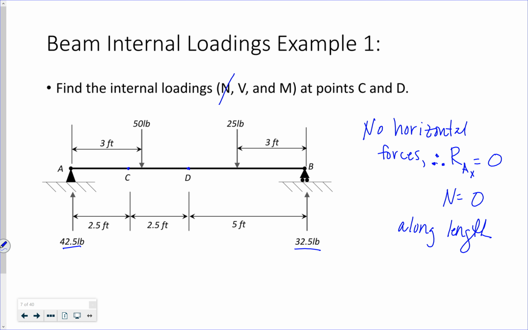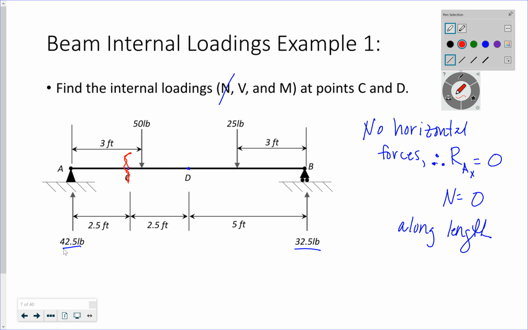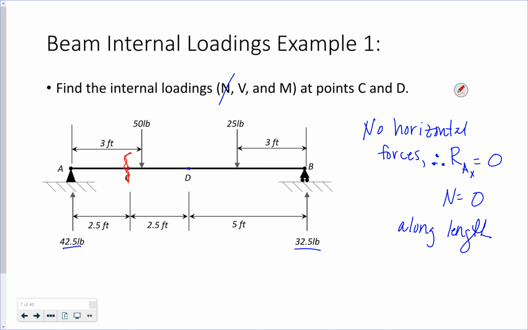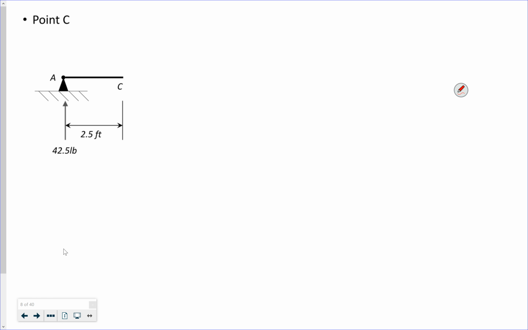Okay, I want to find it at C, so I'm going to cut my beam at C, and I'm going to draw a free body diagram of everything to the left of C. So I'm going to draw my support and my reaction at that support, and there's no other applied load between the support at A and point C. So I've got my vertical reaction at A and then point C. Acting on that, I have my shear at C and my moment at C, right?